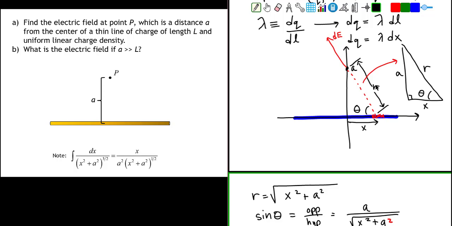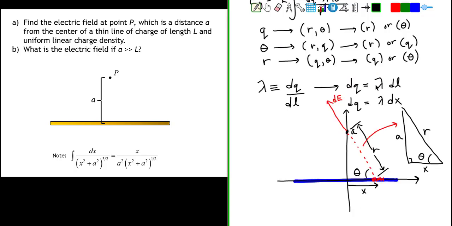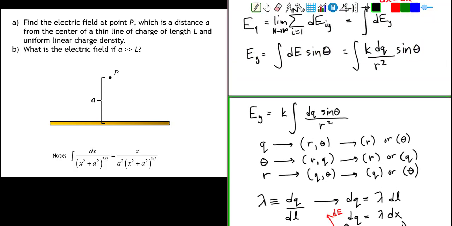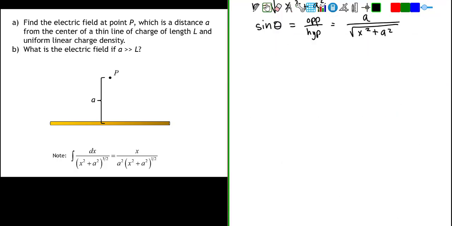We now have everything we need to determine the electric field due to that line of charge. Let's look at what we have. We need to express the electric field in the y direction in terms of dq, sine theta, and r. Well, we don't need to express it. We've already expressed it in that. So let's just copy that here and start working with it.